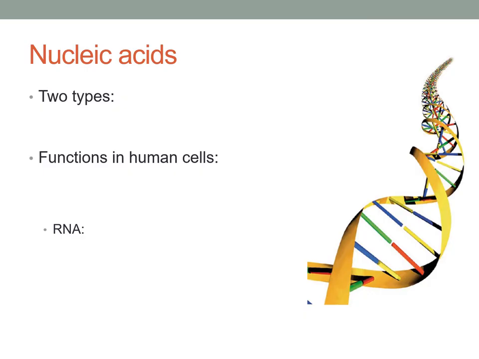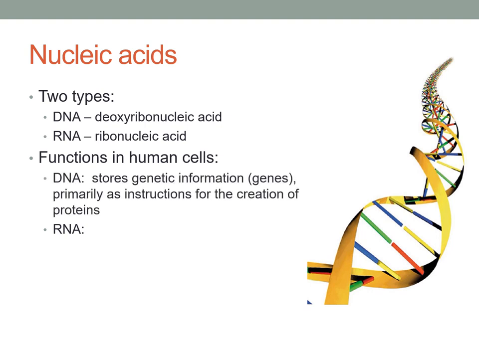There's two different types of nucleic acids. Quite simply, DNA and RNA. You don't need to know the full names of them, but they are deoxyribonucleic acid and ribonucleic acid. All right, what do we use them for? Well, you probably know what we use DNA for, right? Yeah, those are our genes, right?